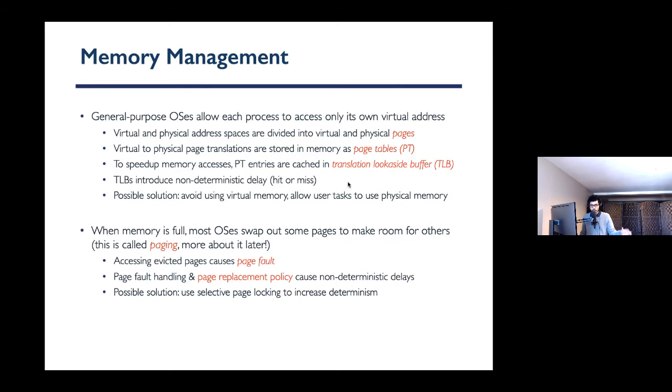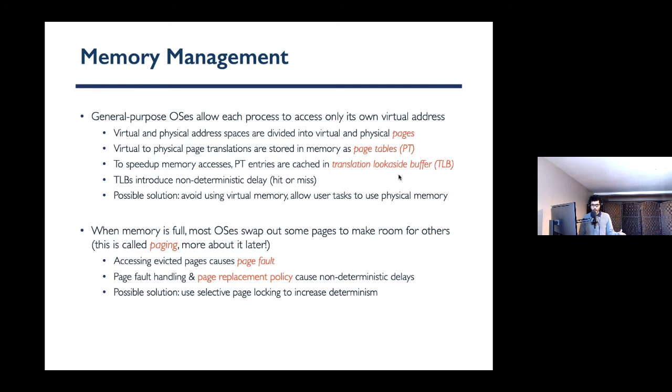Now, what are the solutions? Again, we'll actually cover a lot about page tables, translation lookaside buffers, what the pages are. We'll cover them in depth. The purpose of this slide is just to say what you will see later on is good for general purpose. It's not good for real-time systems. So how do we deal with this?